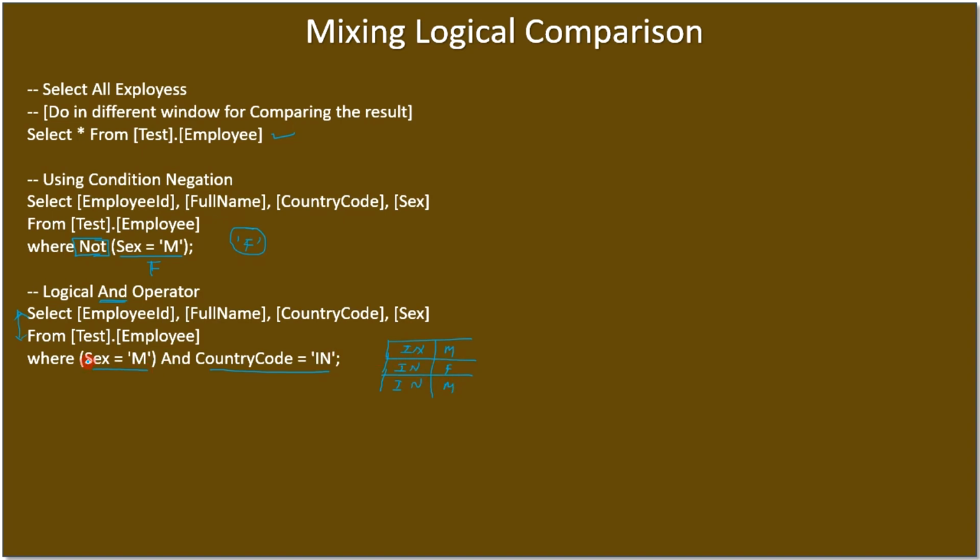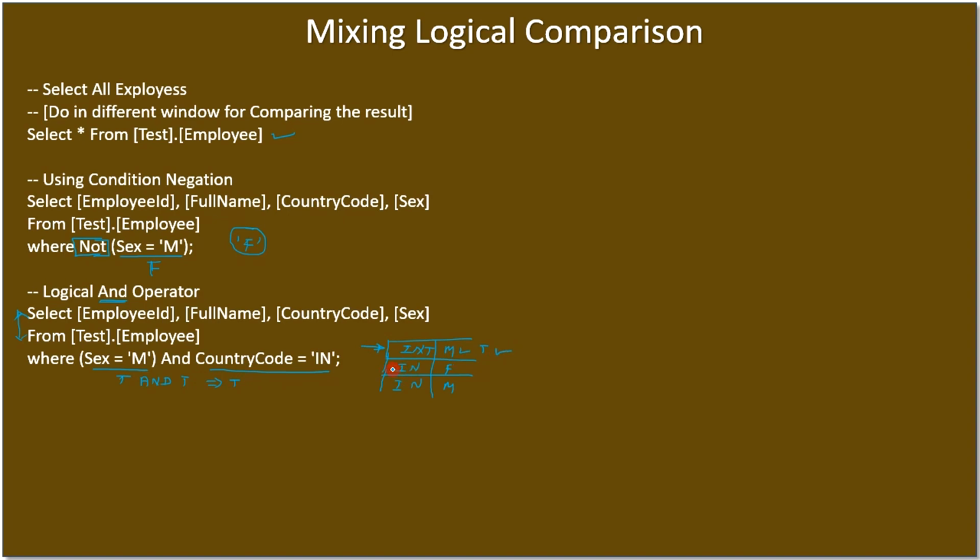So when it applies the condition, the where condition will be applied record by record. So let's state that we are at this specific record. The condition will be applied sex equal to male. Yes, true. Country code equal to India. Yes, true. When both are true, true and true, the total outcome will be true. Right? That means the record will qualify.